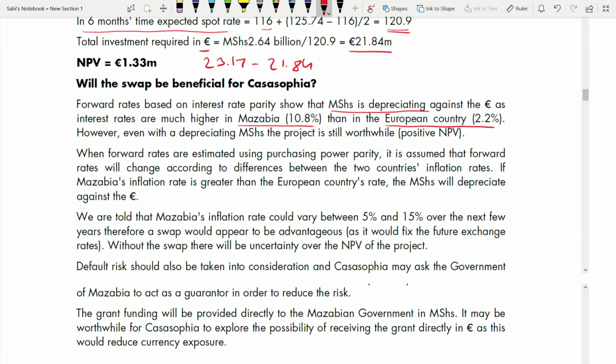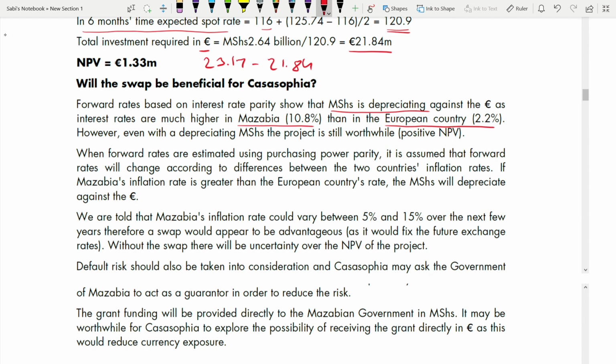Here, Mazabia is having 10.8%, which is a higher interest rate. That means Mazabia's currency will depreciate. Higher interest rate means that currency will depreciate, and lower interest rate means that country's currency will appreciate. So write it down somewhere. Higher interest rate means that currency will depreciate. That's why Mazabia is depreciating, through the interest rate.